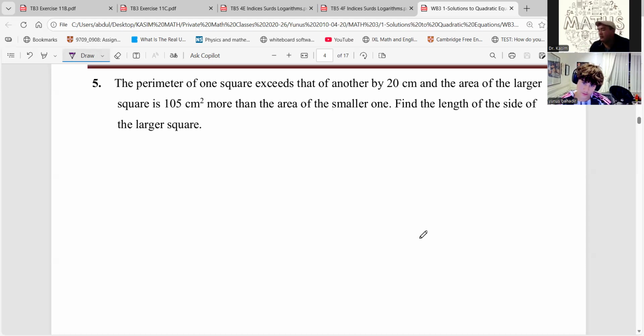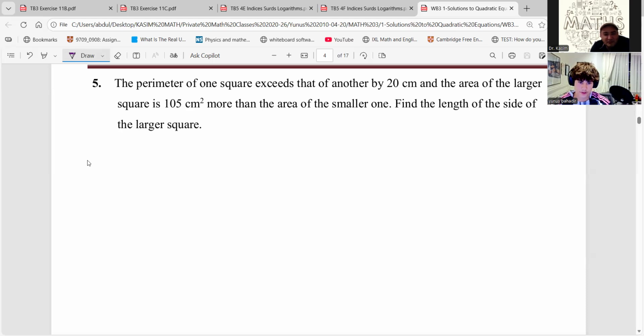First, tell me, Yunus, do you understand the question or not? Kind of. If you understand, can you solve this question in 3 or 4 minutes? Oh, no. The perimeter of one square exceeds another by 20. I'm not going to teach you how to solve it; you should learn it yourself. Let me read the given again.